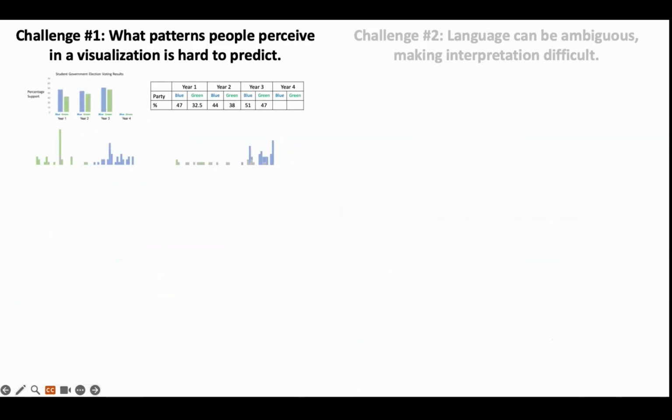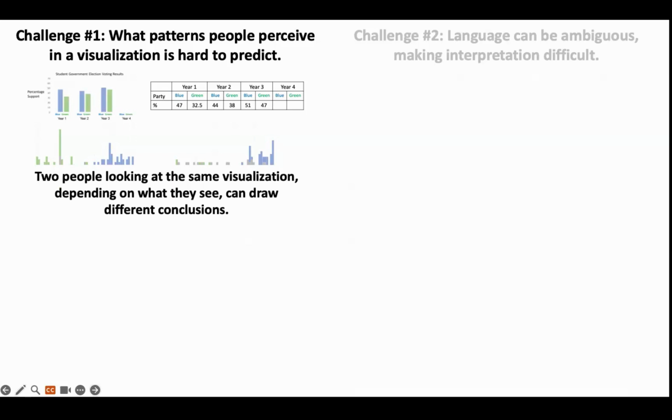So this is what I mean when I say what patterns we'll perceive in data is hard to predict, but we can generate predictive models by understanding how design influences perception, and we can make predictions that are much more reliable. And so this is what I was trying to conclude here. Two people looking at the same visualization, depending on what they see, can draw different conclusions.